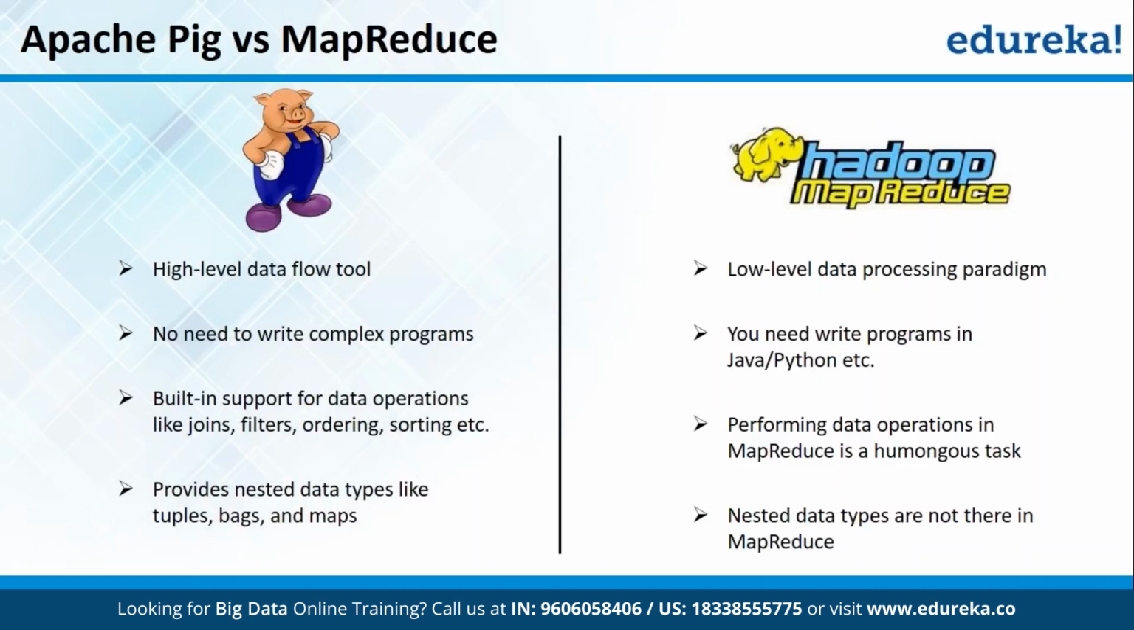The next point is that in Pig you have built-in support for data operations or database operations like joins, filters, ordering, etc. Whereas in Hadoop MapReduce, if you have to perform these operations, you will have to write the logic on your own from scratch, and hence it is a very humongous task. Coming back to Apache Pig, it gives you high-level data models as well, that is tuples, bags, maps. However, in Hadoop MapReduce, only primitive data types are available, like IntWritable or LongWritable and so on. There are no high-level or nested data types available.